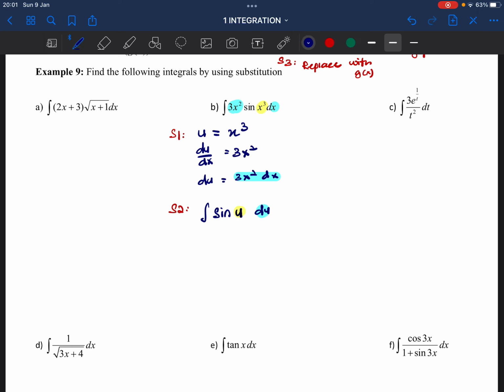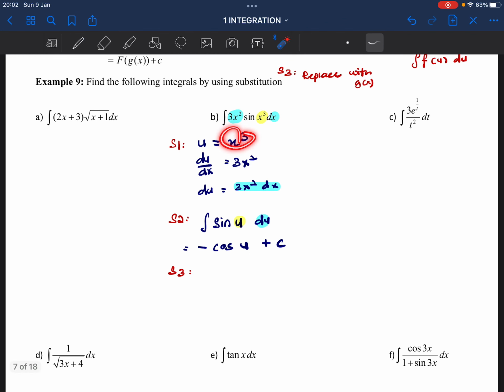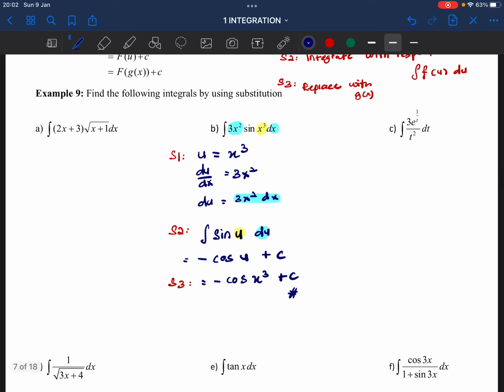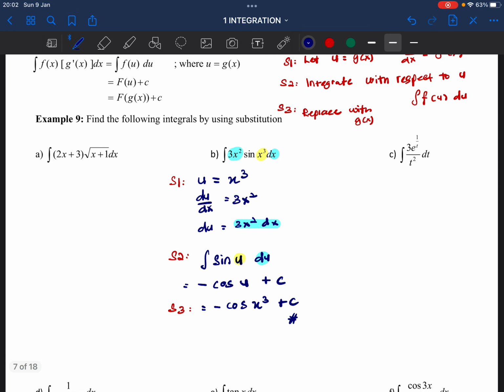Just as simple as that: integrate sine u, you will get negative cos u. Don't forget your constant, plus c. The third step is you have to change back your u into your x cubed here. So that will be negative cos x cubed plus c. So that's it, integration by using substitution. You have to choose your u.